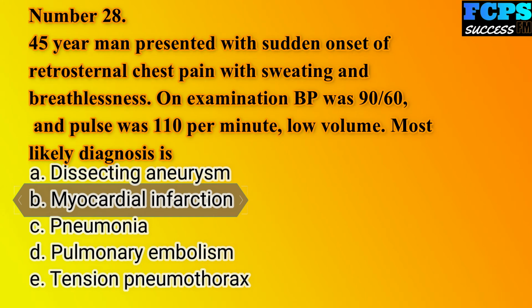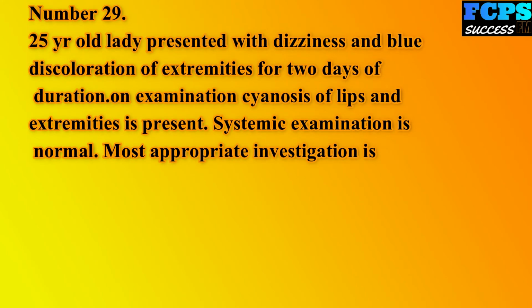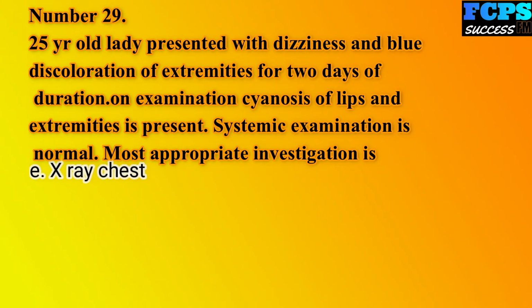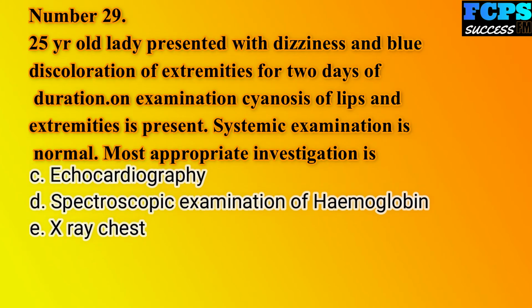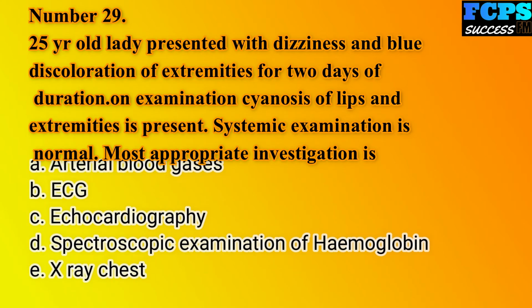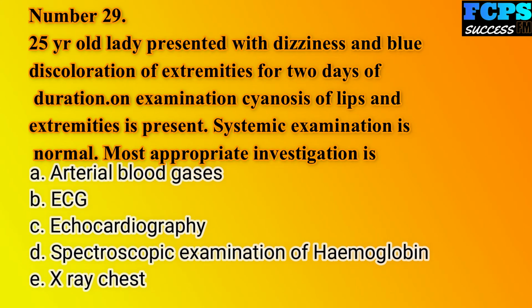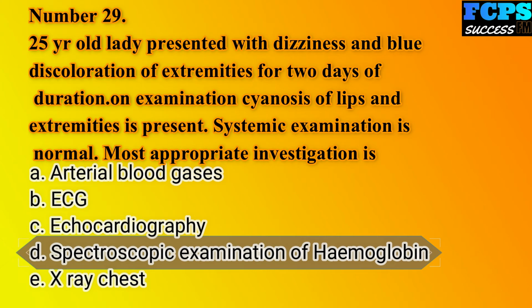Number 29. A 25-year-old lady presented with dizziness and blue discoloration of extremities for 2 days duration. On examination, cyanosis of lips and extremities is present. Systemic examination is normal. Most appropriate investigation is A. Arterial blood gases, B. ECG, C. Echocardiography, D. Spectroscopic examination of hemoglobin, E. X-ray chest. Correct option is D. Spectroscopic examination of hemoglobin.